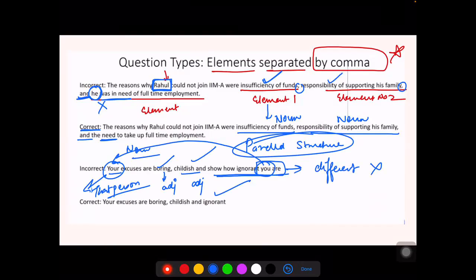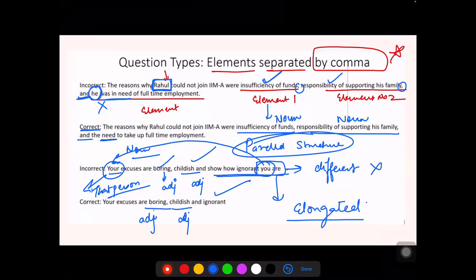So this will not fetch you marks, right? And unnecessarily, this sentence is elongated. So you need to write it like this: your excuses are boring, adjective, childish, adjective, ignorant, adjective. So this is a simple trick for clearing these kinds of sentences. All right, let's come to the next slide.